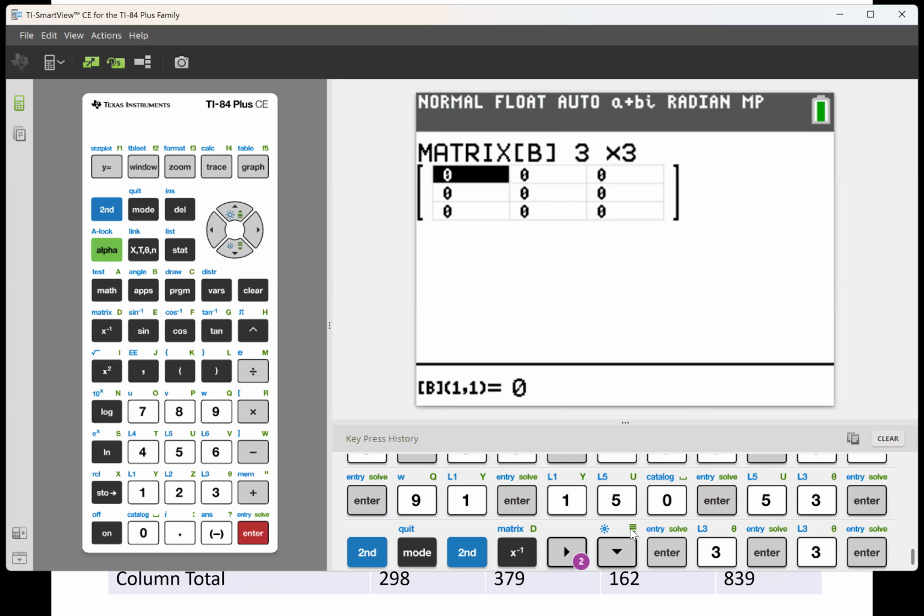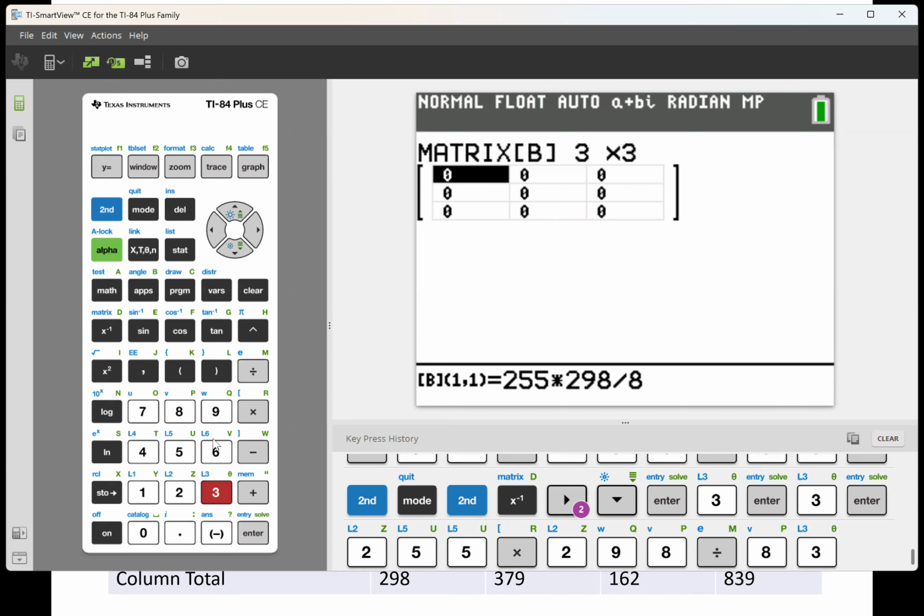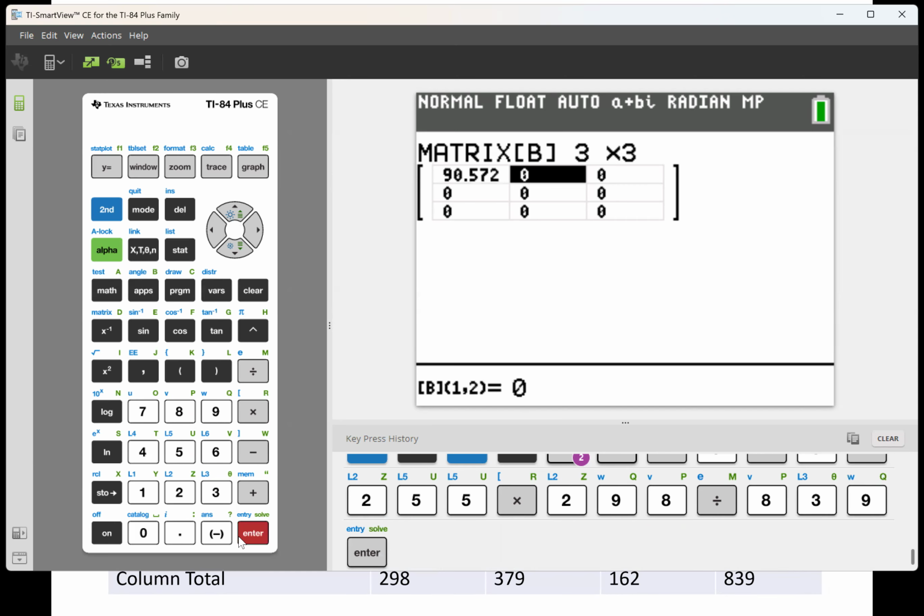Okay, so for that first table, we had 255 times the column total, which was 298, divided by the total, which was 839. So what we would expect if they're dependent on each other is 90.572. And then we just continue.